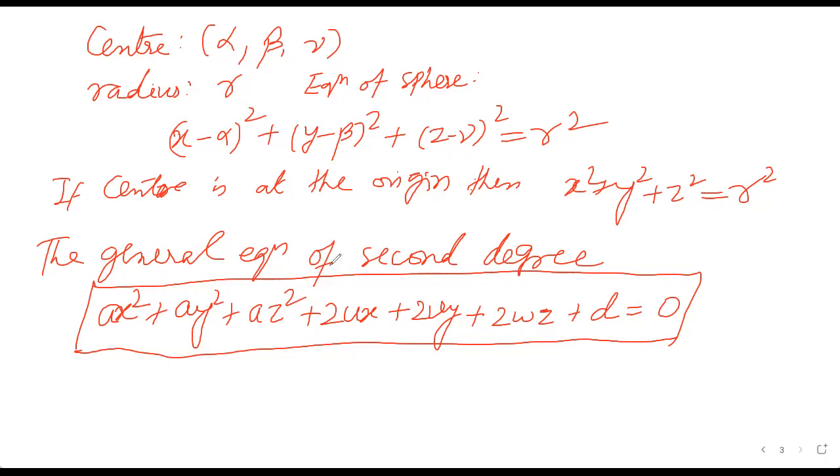Okay? Because we are moving from two-dimensional to three-dimensional, we are just adding one more dimension z. So it will become a sphere, and so do all the equations which you have studied for the circle.